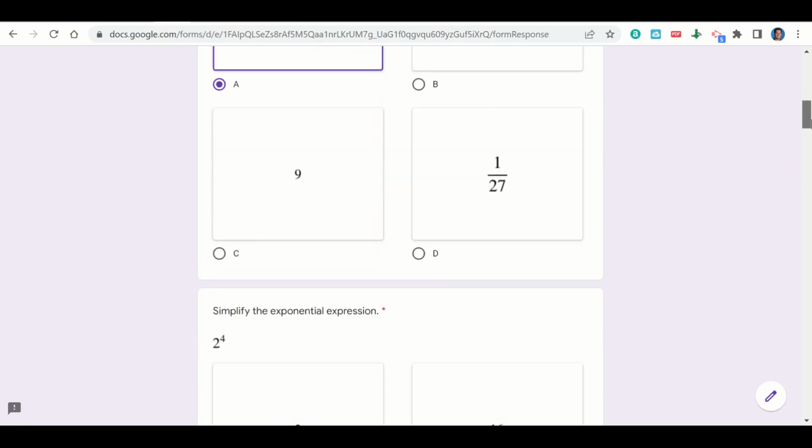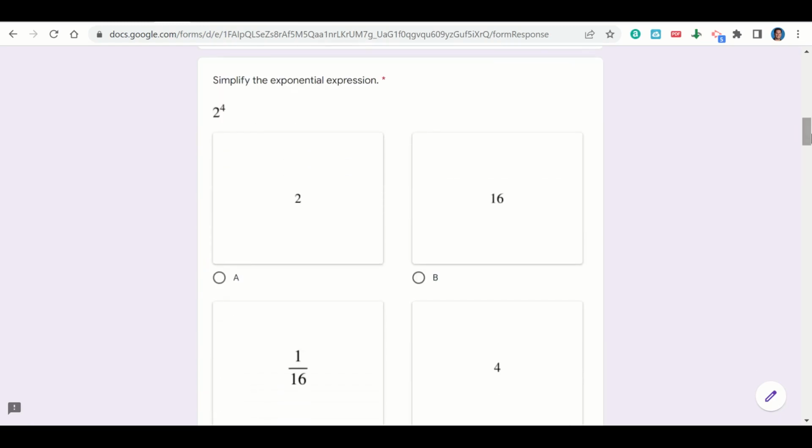And we'll scroll down to the next one. Next one says 2 to the 4th power. Well, 2 to the 4th power is 2 times 2 times 2 times 2. So 2 times 2 is 4, times 2 is 8, times 2 again is 16. So 16 would be my answer.